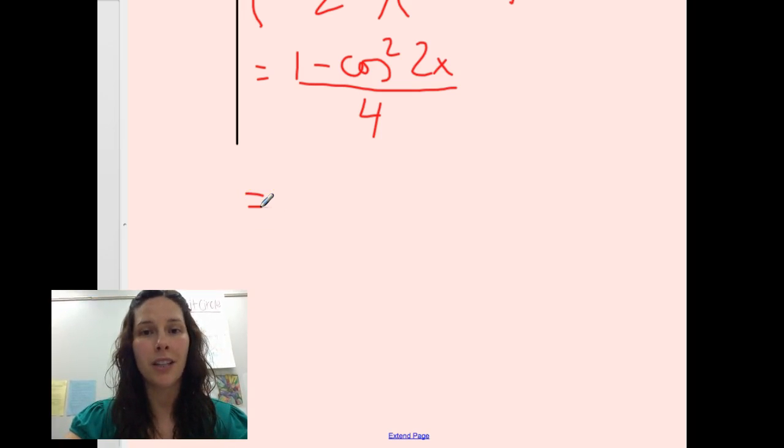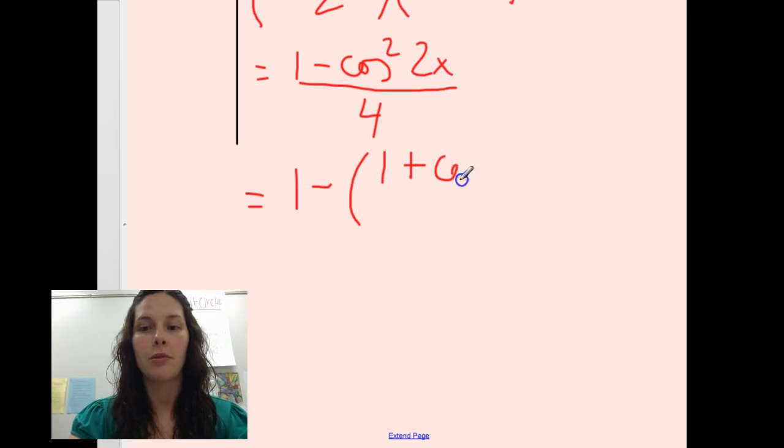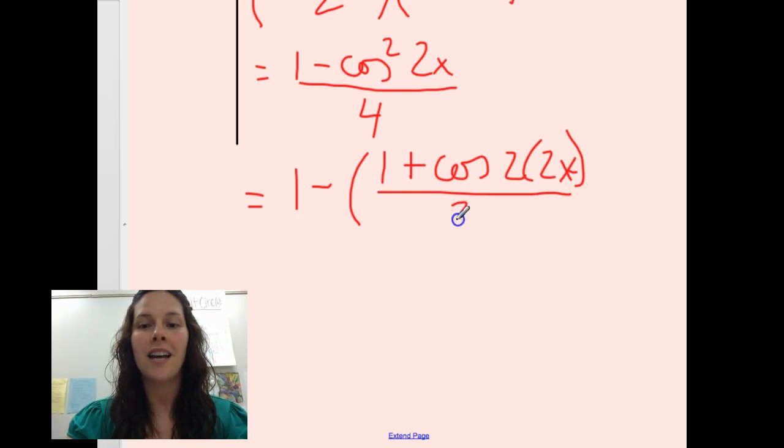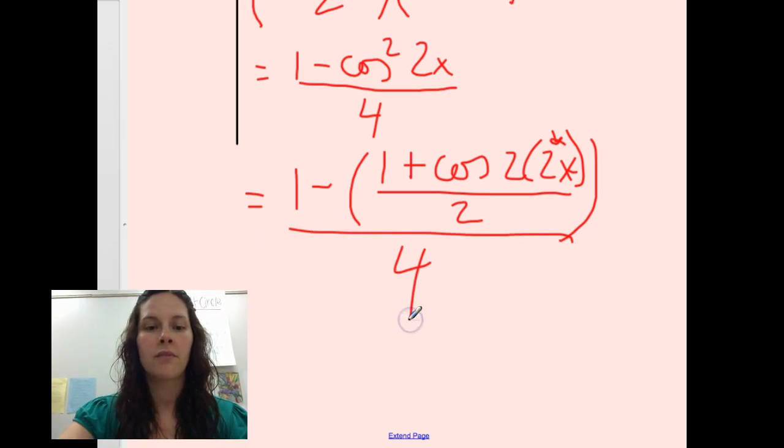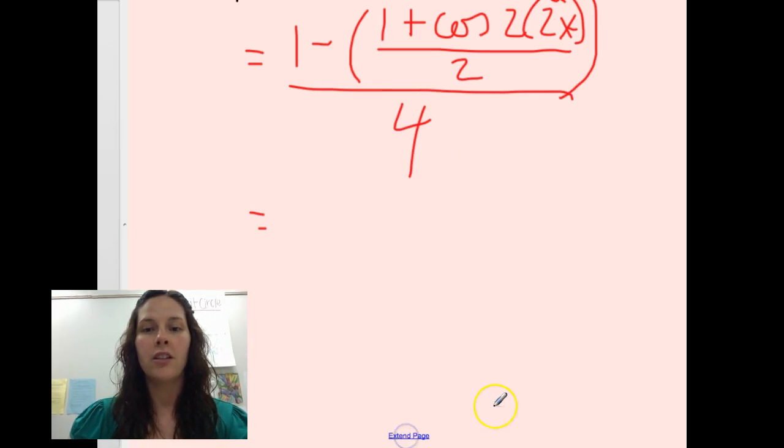And we have to be careful on this one because now we're going to end up with a complex fraction. So we're going to do 1 minus 1 plus, so I'm replacing the cosine squared with the power reducing formula, and this time x isn't just x, it's 2x, so that's why I've got that 2x in parentheses right here, and then all over 4. So we're going to start in the numerator trying to simplify that by subtraction, so I'll need a common denominator to do that, so I'm going to turn my 1 into 2 over 2, so I'm getting it with a common denominator in the numerator.